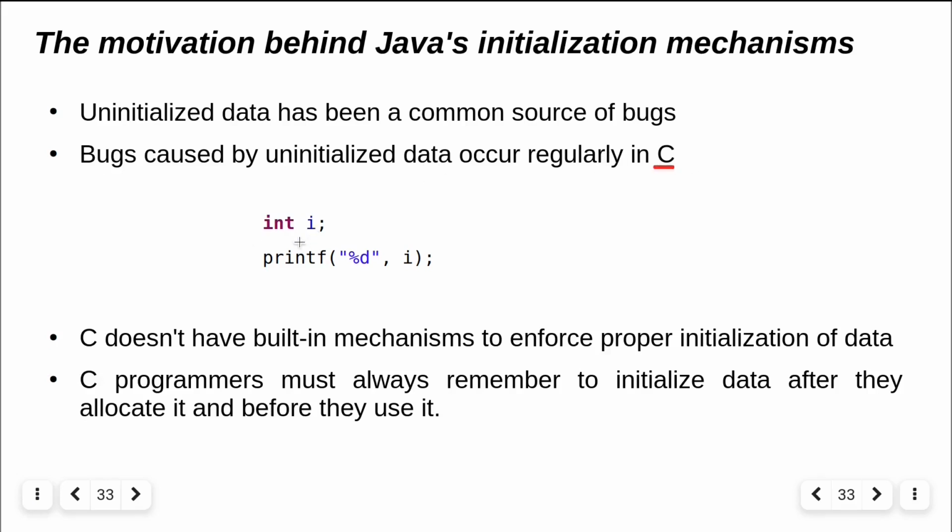For example, if we take this small code, int I, and try to print that variable I, it will give a garbage value. C does not have a built-in mechanism to enforce proper initialization of data. C programmers must always remember to initialize data after they allocate it and before they use it.